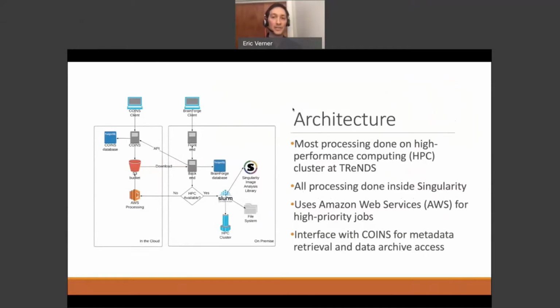Here's an overview of our architecture. You can see on the left is the COINS architecture. COINS is another study management product that TReNDS created about 10 years ago and is still using today. Brainforge integrates with COINS and pulls data collected by COINS so that the data can be processed inside of Brainforge. Brainforge has both separate front-end and back-end code bases and uses a Postgres database. We use Slurm as the executor on our HPC to run many analyses at once.